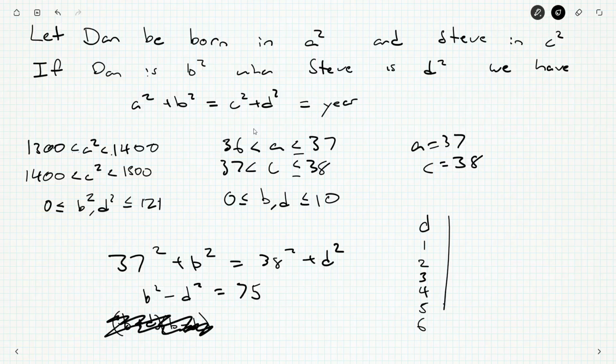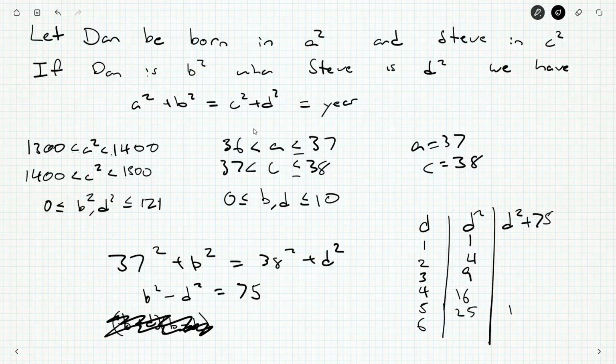And so then what's D squared? And then D squared plus 75, is that something I recognize as a perfect square? 9, 16, 25. Oh, 25, and then that would be 100. That's perfectly fine. 16 plus 75 is 91. That's no good. Plus 4 is 79, 76, 84. All of these are no good. And that would be 111. So it's got to be D is 5, B is 10.